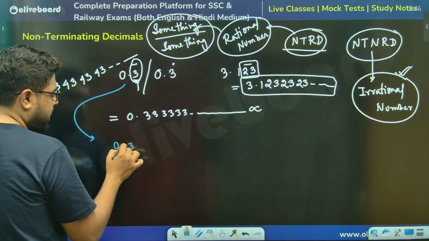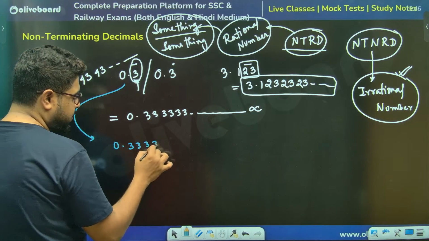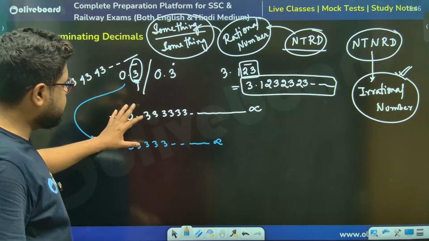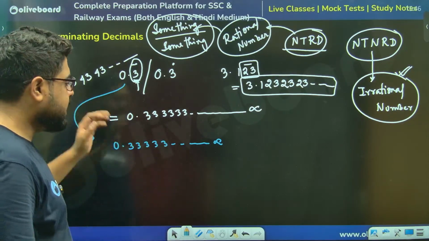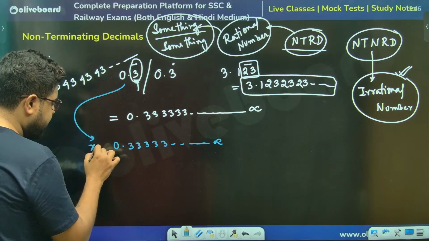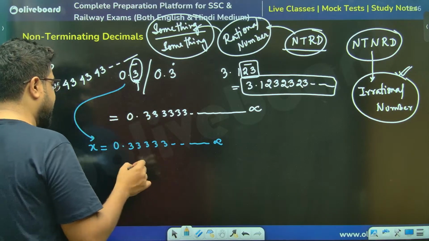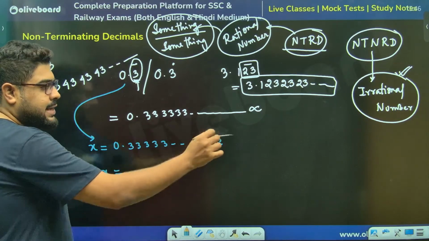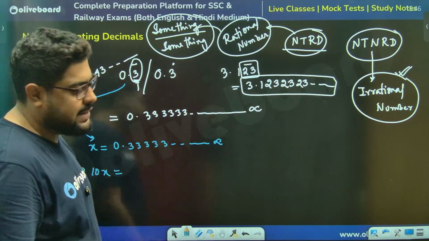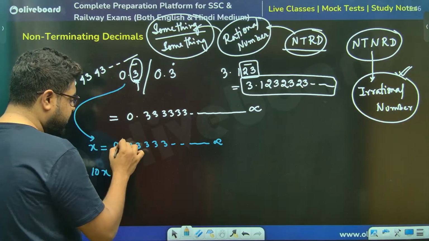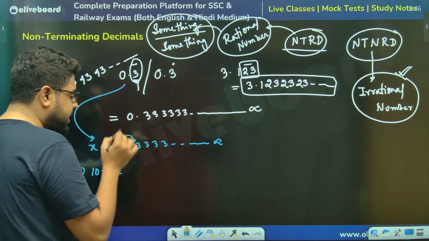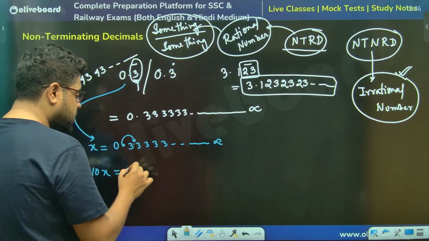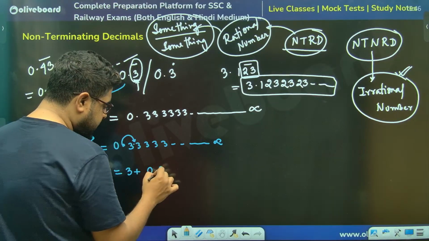Say I take 0.3 bar, so I'm just writing it open. I just want to find how to write this in a fraction. Just a derivation I'm showing you, so that you have some interest. I'm multiplying both sides with 10. So the decimal sign will shift one place to the right. So it is now 3.3333, that means 3 plus 0.3 bar.